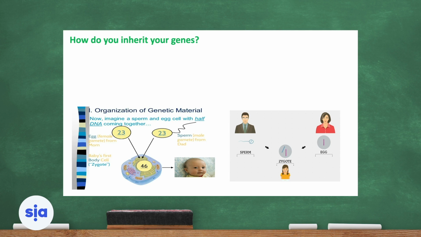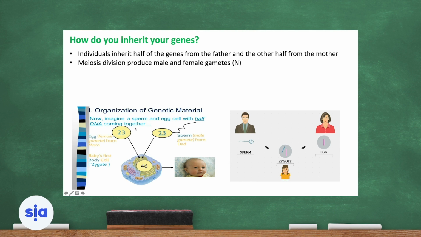But how do you inherit your genes? We discussed before that we inherit our genes from the parents. We inherit half of the genes from the mother and the other half from the father.